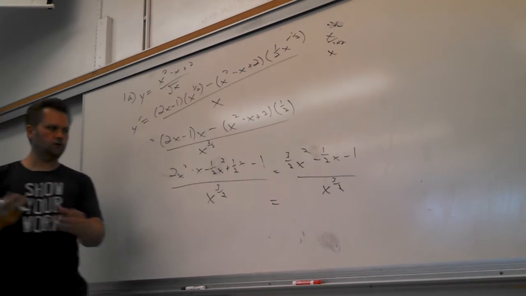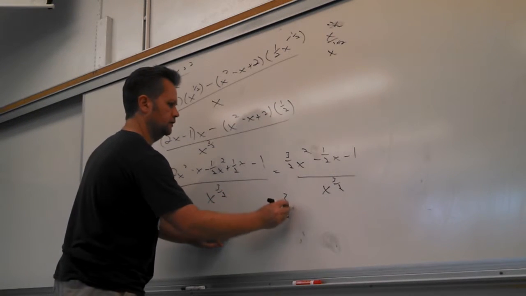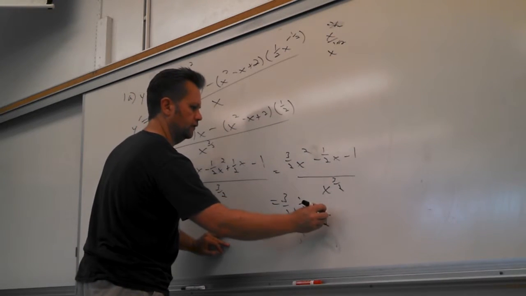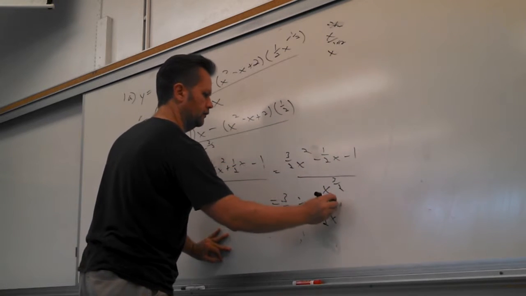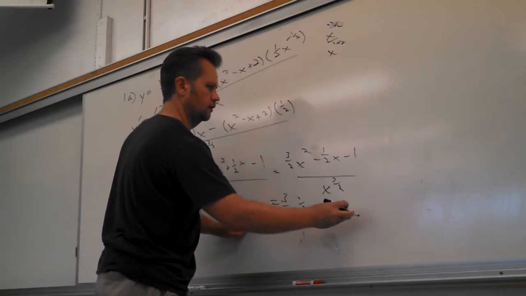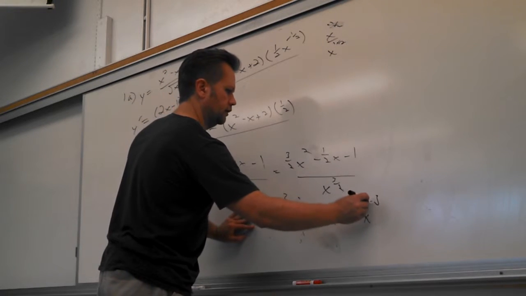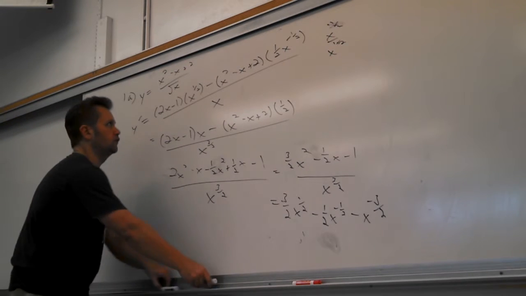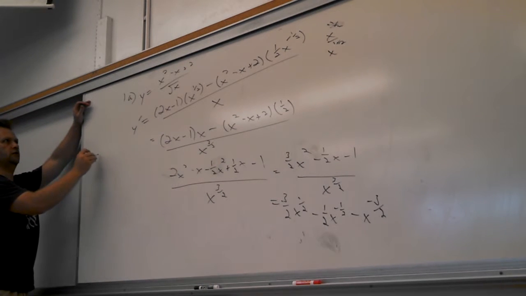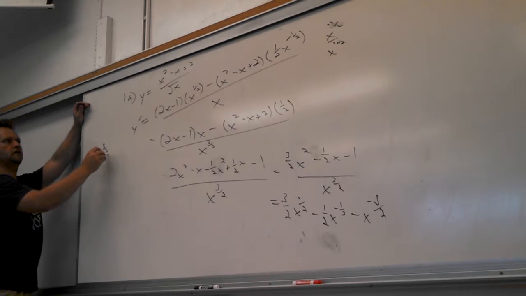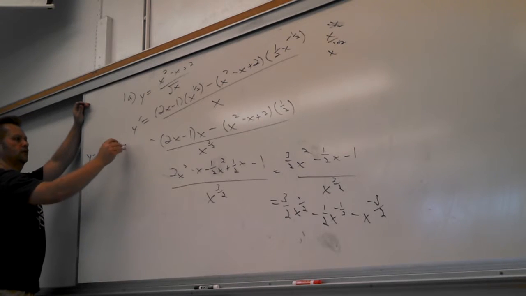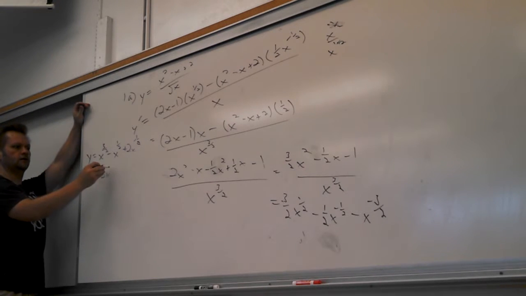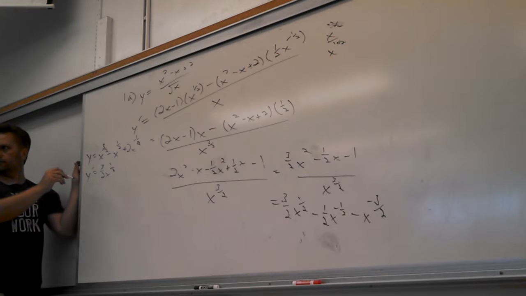Alright, so any way you do it, you should come out with 3/2 x to the 1/2 minus 1/2 x to the negative 1/2 minus x to the negative 3/2. Crazy. Now, if you would have simplified it from the beginning, it would have been x to the 3/2 minus x to the 1/2 plus 2x to the negative 1/2, and then the derivative, 3/2 x to the 1/2. You guys with me?